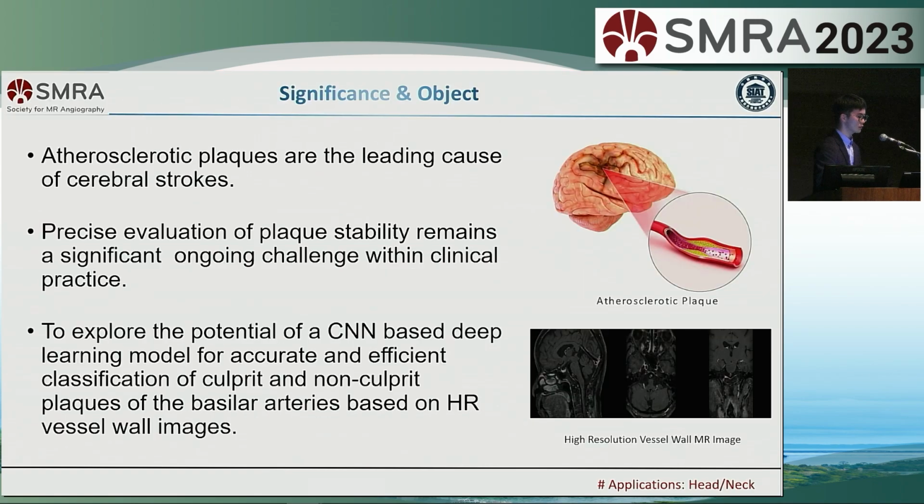As we know, atherosclerotic plaques are the leading cause of cerebral strokes, but the evaluation of plaque stability remains a significant ongoing challenge within clinical practice. The purpose of our study is to explore the potential of convolutional networks based on a deep learning model for accurate and efficient classification of culprit and non-culprit plaques of the basilar arteries based on high-resolution vessel wall images.